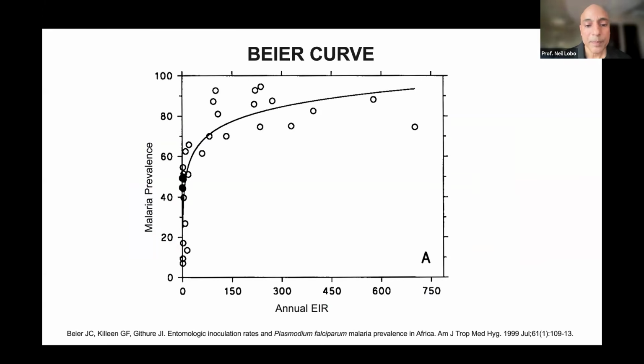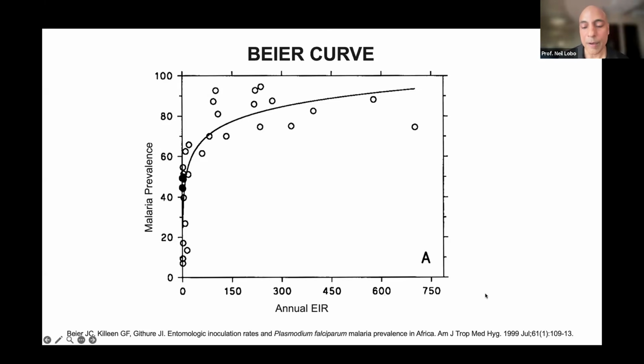The next principle, I hope this is useful because this actually completely changed how I look at malaria transmission years ago. It's called the Bayer curve, and the references are below. On the y-axis, we have malaria prevalence, the proportion of the population that actually has malaria. So for example, over here, 80% means 80% of your population at a specific time has malaria. On the x-axis is the annual EIR, which is the entomological inoculation rate. And this is the number of infectious bites a person receives in a year.